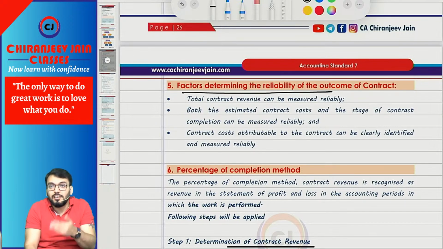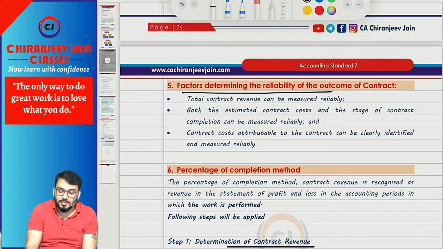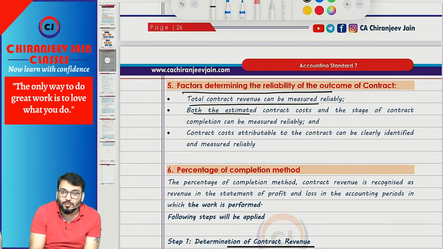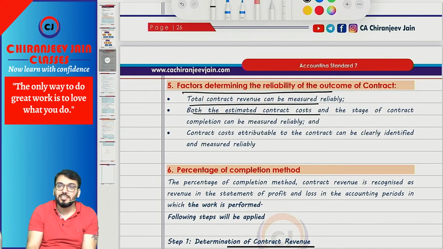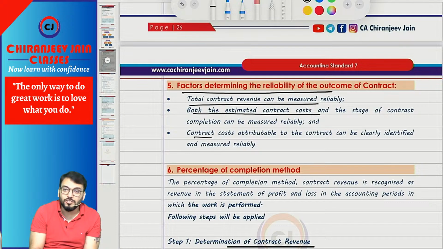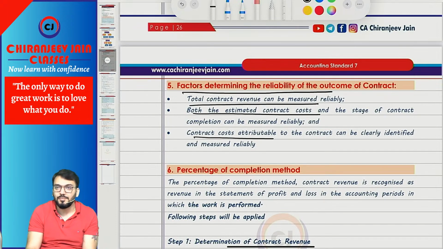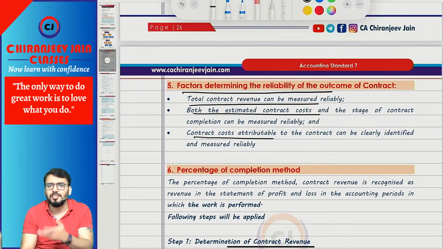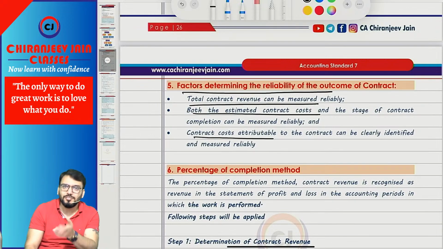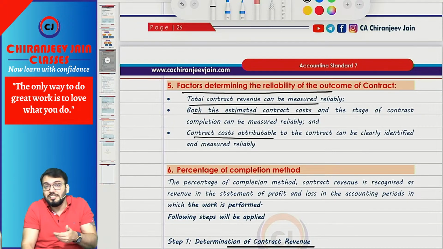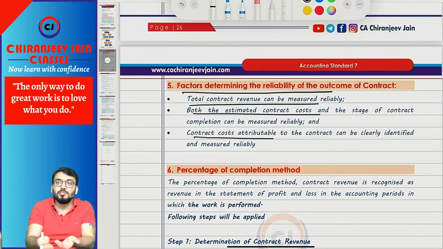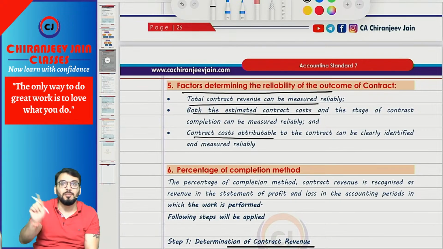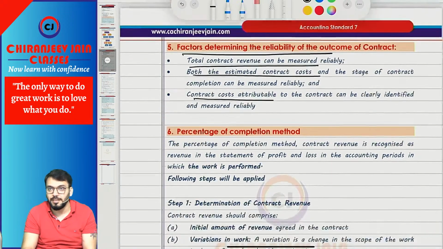Now factors determining the reliability of outcome. What are the factors which will determine whether the outcome is reliable or not reliable? That will depend upon the following factors. First, total contract revenue can be measured reliably. Both the estimated contract cost and stage of contract completion can be measured reliably. Contract cost attributable to the contract can be clearly identified. Can you see, if you can identify all this, then only we can measure the outcome, meaning whether there will be overall profit or loss. So suppose you can't measure the contract revenue, it means we don't know whether the outcome is profit or loss. In that situation, we will not apply percentage of completion method.